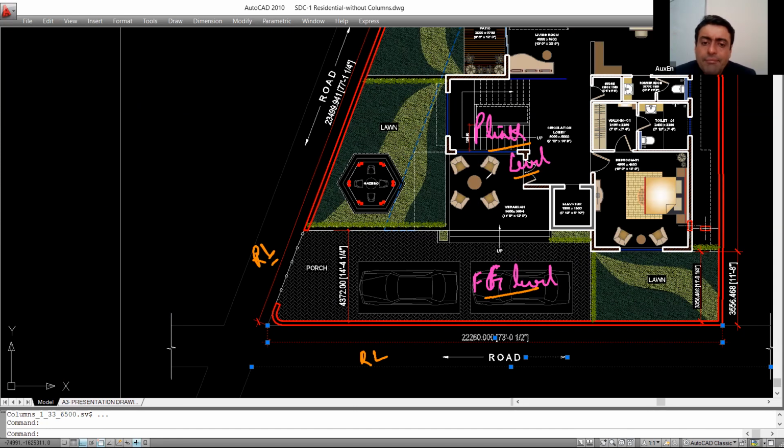Most of the times you will try to raise your FGL above the road level. Listen to this carefully. I'm calling finished ground level as FGL. So usually you will try to raise this FGL above the road level. Why so? Why do I want a raised FGL with respect to my road level outside?